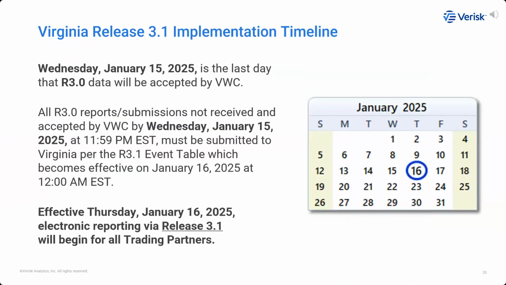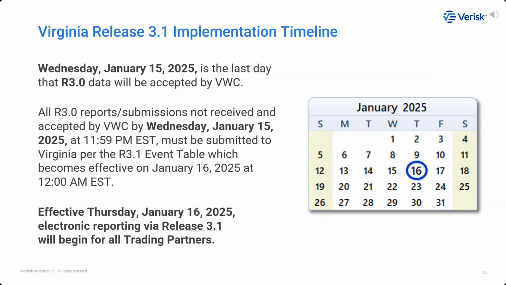A common question we receive is when should you stop sending Release 3.0 transactions and start sending Release 3.1? Well, please ensure that the last reportable Release 3 EDI transaction is sent to and accepted by Virginia no later than Wednesday, January 15, 2025 at 11:59 p.m. Eastern Standard Time.